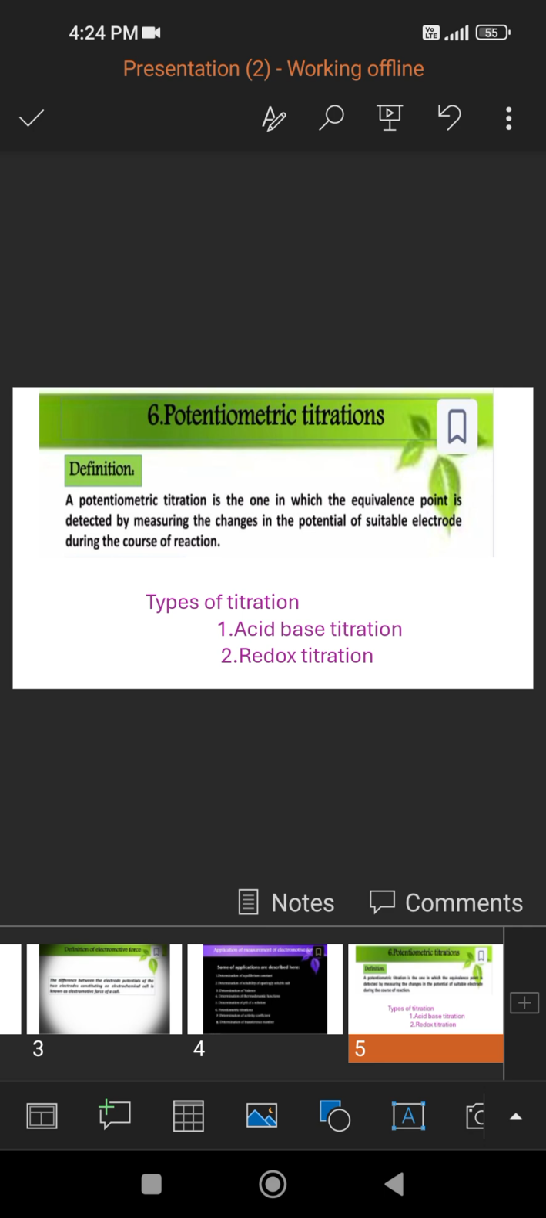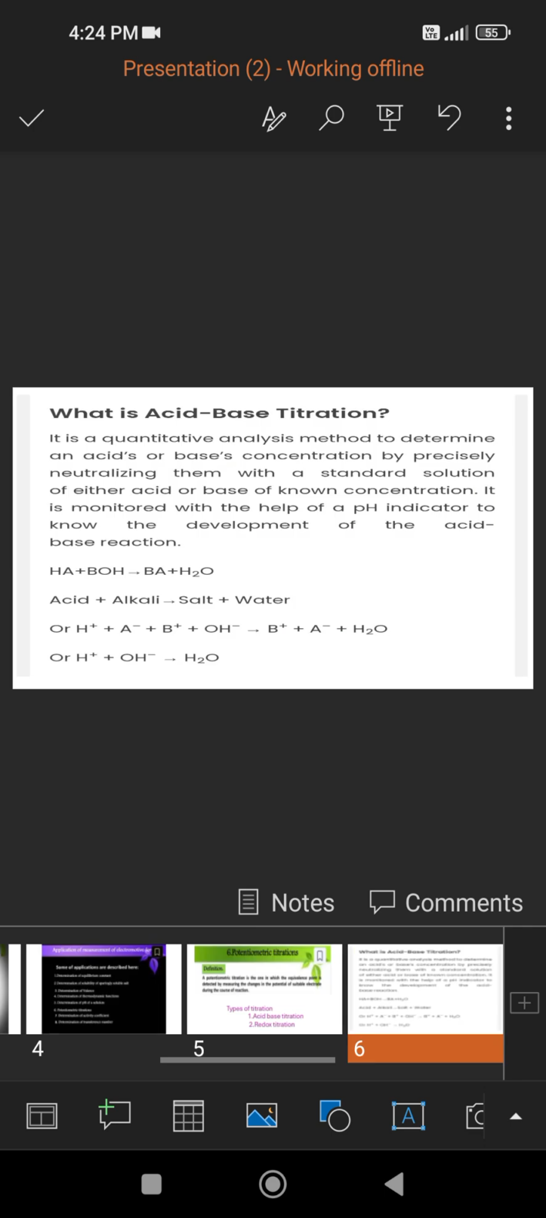The next one is types of titration. First one, acid base titration. Second one, redox titration. First one is acid base titration.